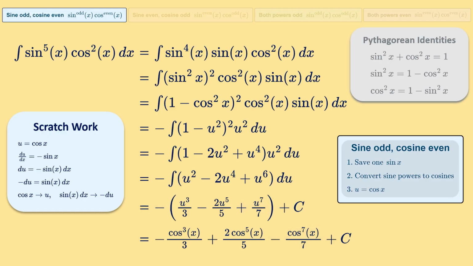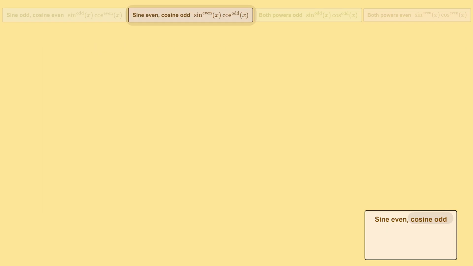The key idea in this first case is, if the sine power is odd, save one sine of x, put it to the side, convert the rest of the sine powers into cosines, and use u equals cosine of x to do u substitution. Now let's look at the second case.